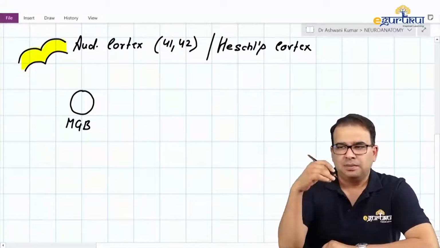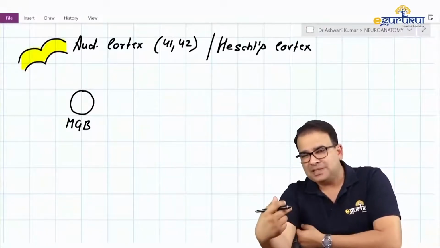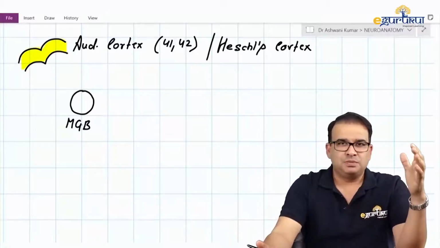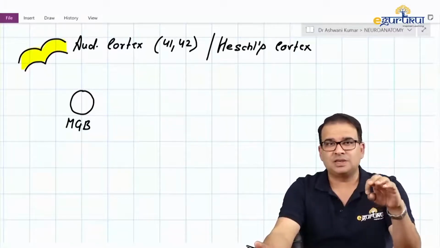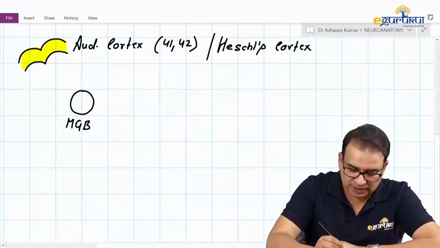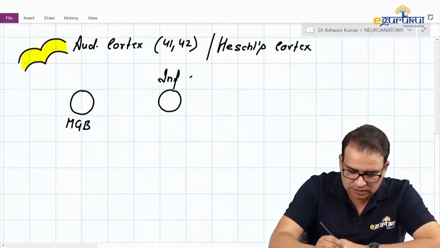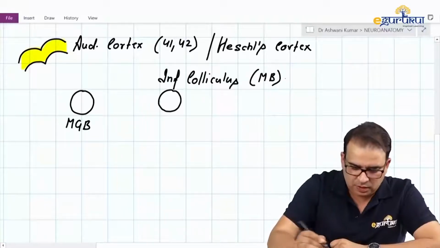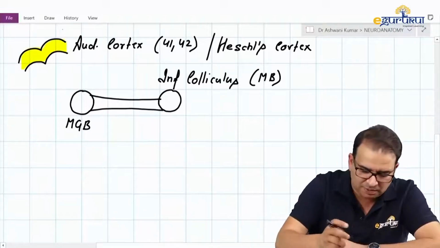Now the question is, the medial geniculate body will be receiving fibers from which part of the brainstem? Well, the midbrain. A midbrain section can be taken at the level of the superior colliculus and inferior colliculus. You should remember that the superior colliculus is connected to the lateral geniculate body and the inferior colliculus is connected to the medial geniculate body. So it is the inferior colliculus. This is the inferior colliculus of the midbrain, which will be seen connected to the medial geniculate body by a white matter bundle.